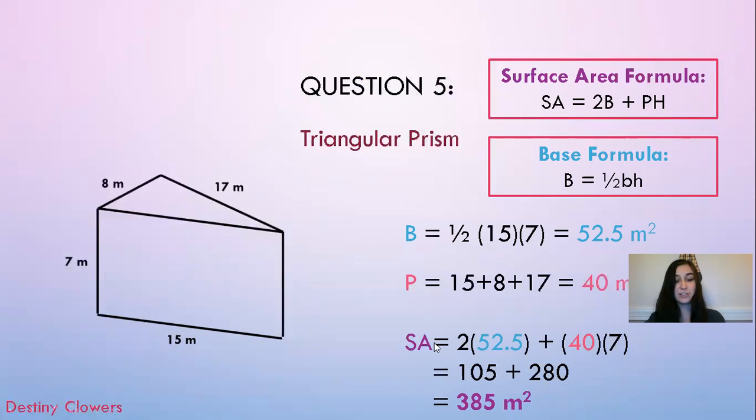So that means that the surface area equals 2 times our big B, which is 52.5, plus our perimeter, which is 40, times our height, which is 7, and we can see that right here. Now once we multiply 2 times 52.5, we get 105, and then once we multiply 40 by 7, we get 280. We're going to add these 2 numbers, and now we get 385 meters squared for our surface area of this figure right here. So it's not too bad.